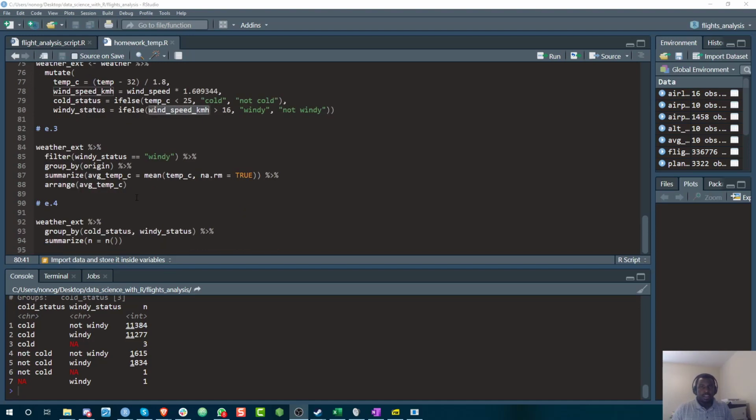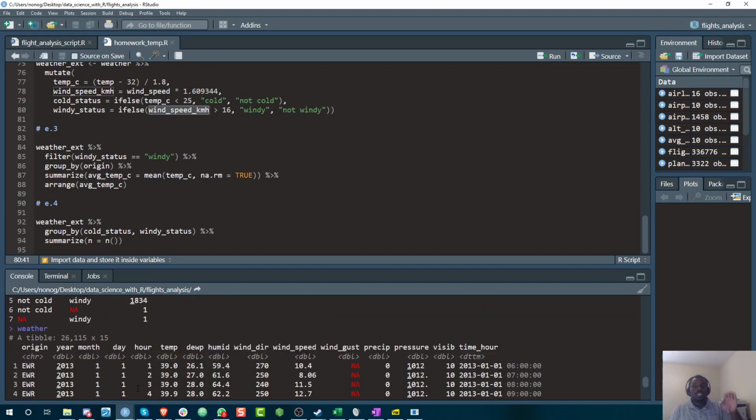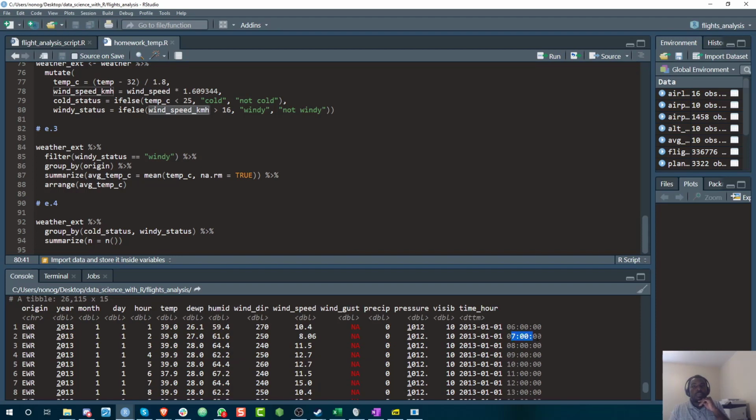All right, so guys, you see the weather data set is actually an hourly type of data set. Let me show it to you. This is an hour by hour data set, and it starts at 6 a.m. on January 1st, then 7 a.m. and 8 a.m., and then it goes all the way to December 31st.